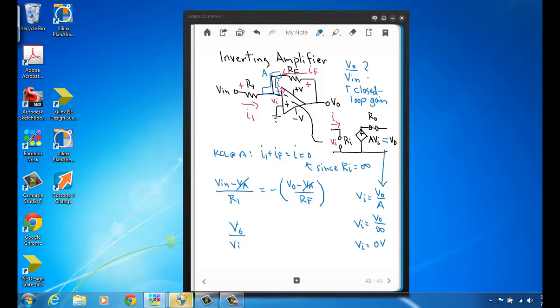Okay, so now if you just rearrange for V out over V in, you see that the closed loop gain for an inverting amplifier is just minus the RF resistor divided by R1. This is our closed loop expression for the inverting amplifier. Now you can see that this closed loop gain is just reliant on the value of the two resistors, and there's also this minus sign, and this minus sign indicates inversion. So the minus indicates that inversion has taken place.